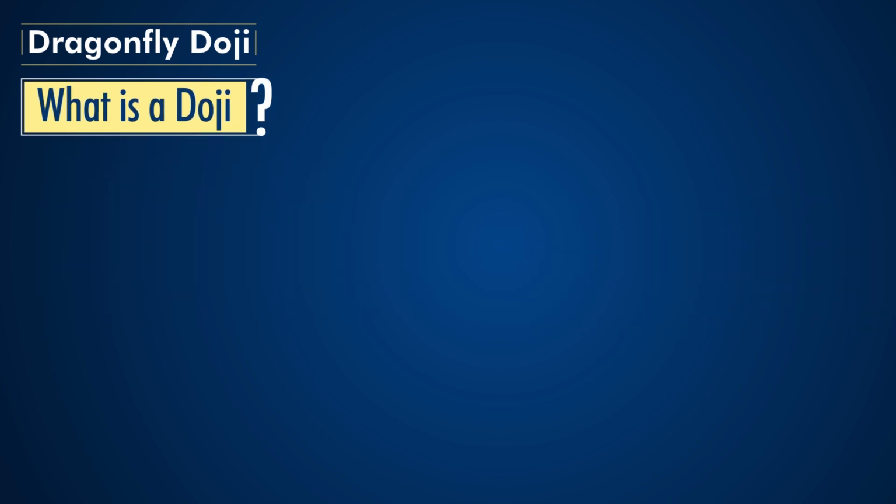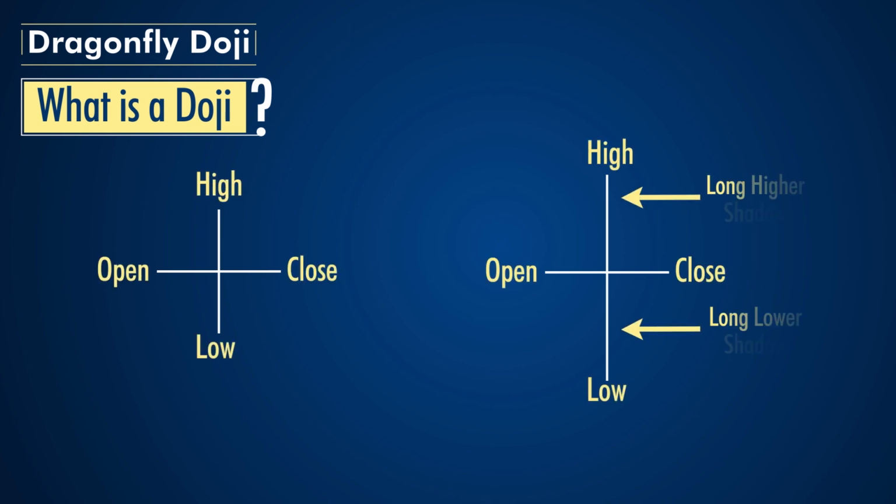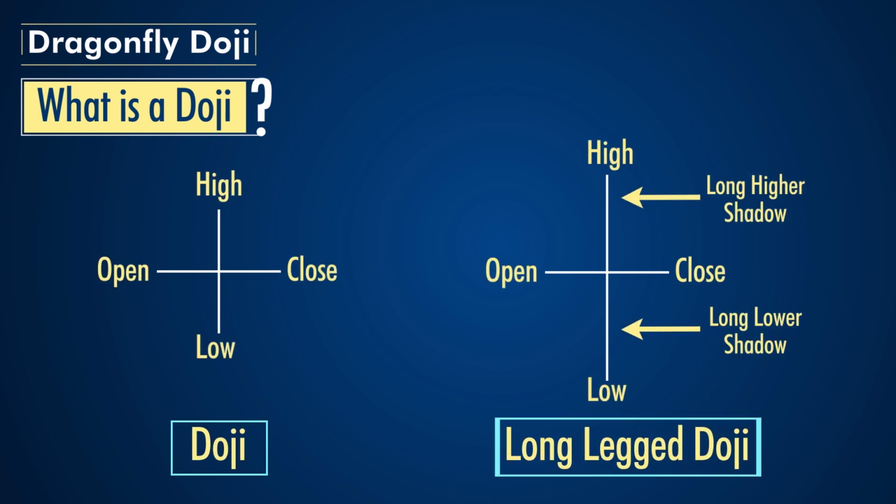What is a doji? A doji is a candlestick pattern that looks like a cross as the opening price and the closing prices are equal or almost the same. The word doji is of Japanese origin, which means blunder or mistake, that refers to the rarity of having the open and close price be exactly the same.